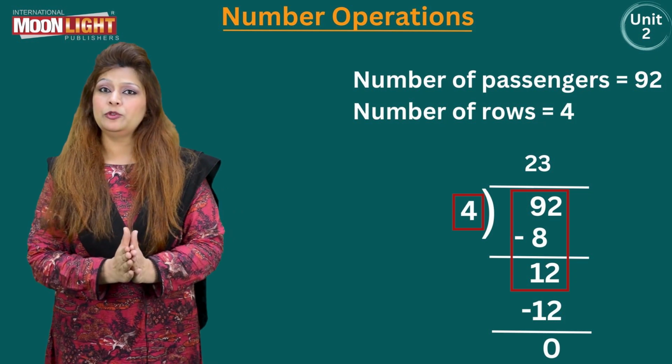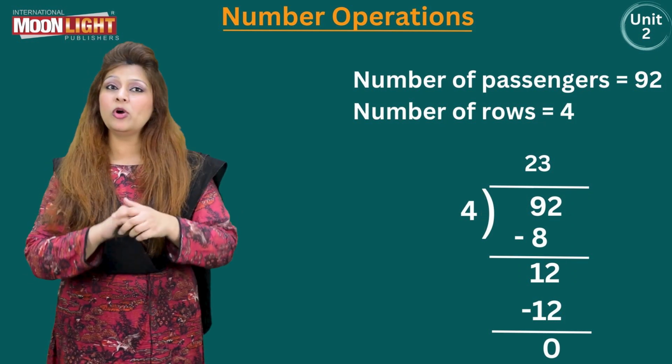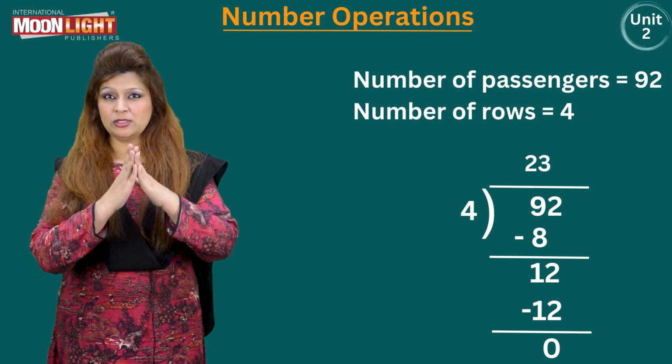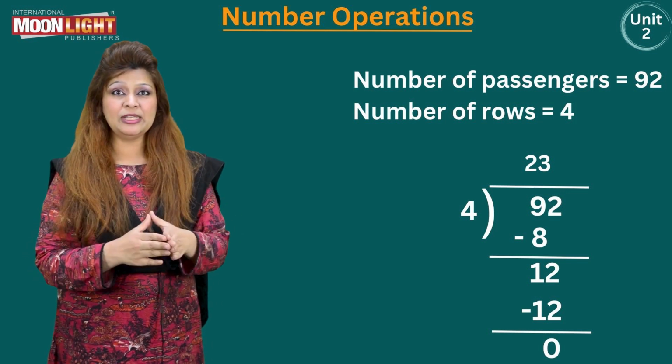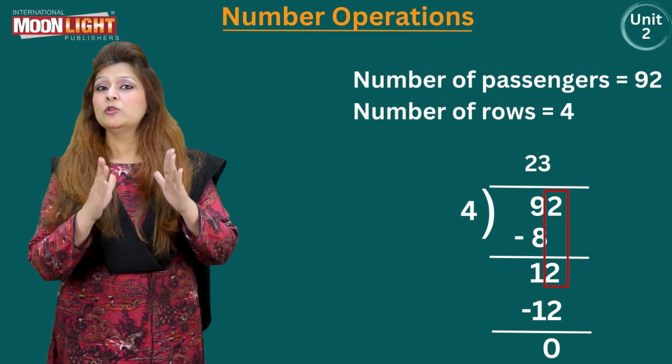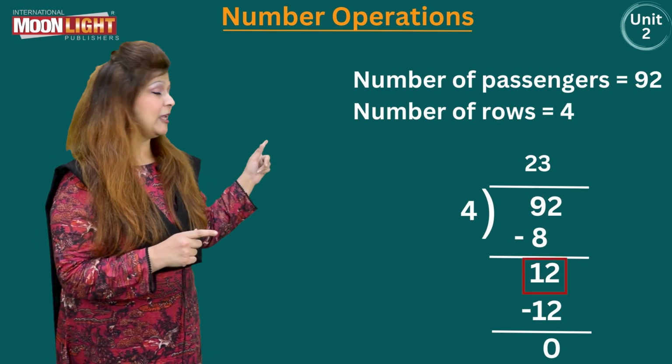Now what I'm going to do, fourth step. The fourth step is bring down. So I'm going to bring down the second number of the dividend, this number 2 down. So the whole complete number is 12 now.